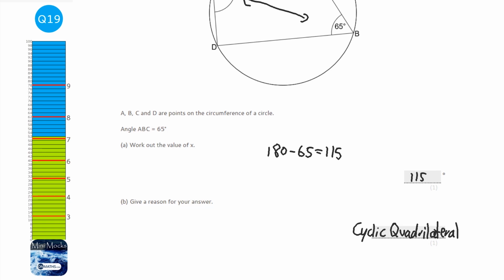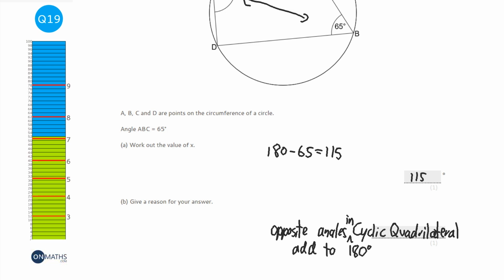So opposite angles in a cyclic quadrilateral, I should write the whole thing. Opposite angles in a cyclic quadrilateral add to 180 degrees.